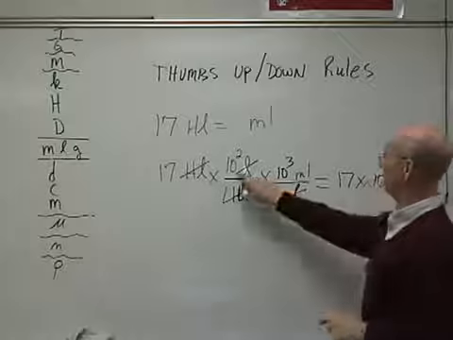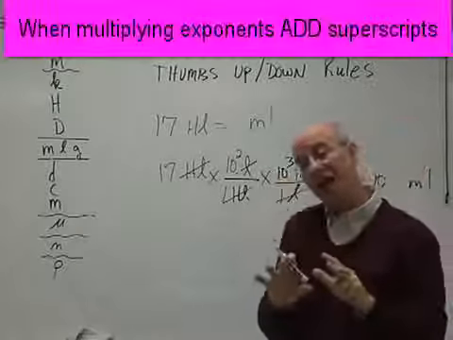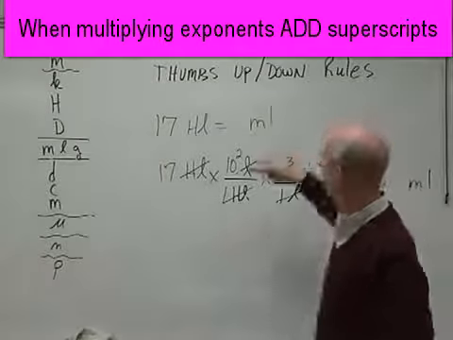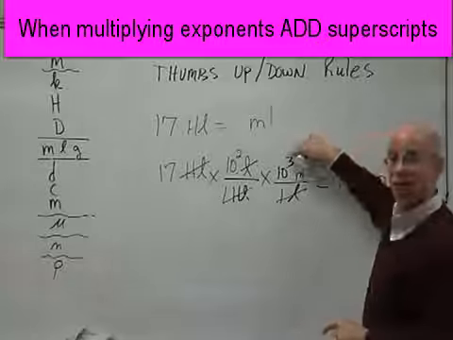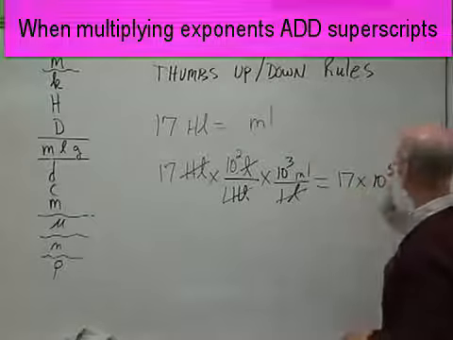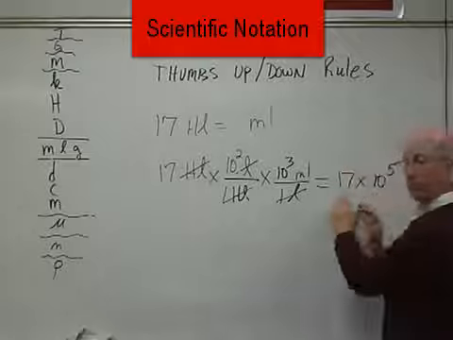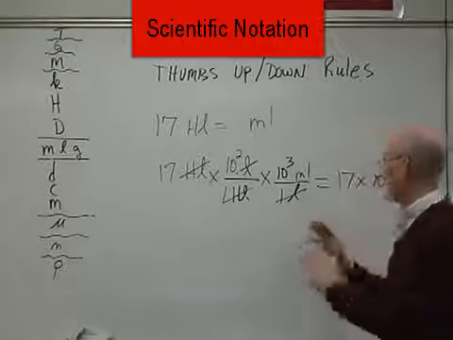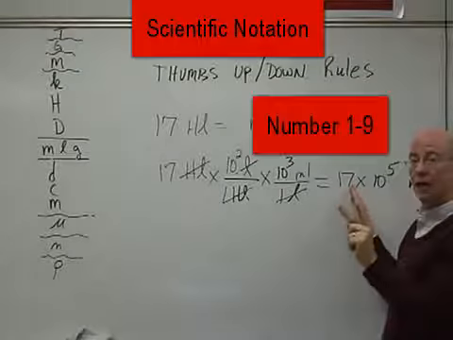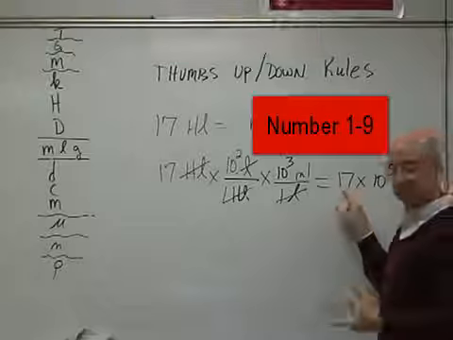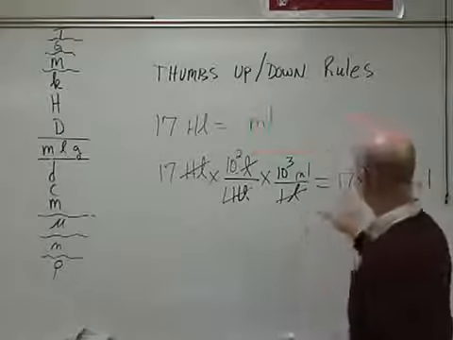So I know I have an exponent. When you multiply exponents, you add the superscripts. You add them. 2 plus 3 is 5. Right along with that, we go into scientific notation. Scientific notation means my measurement has a number greater than 1, less than 10. 17 is greater than 10. So I need to change this.